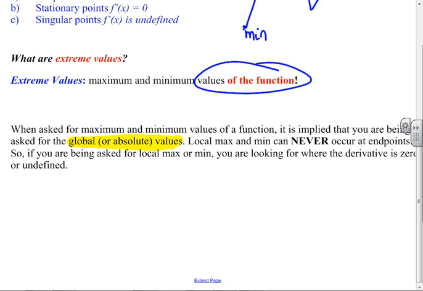Local max and min can never occur at endpoints. That is not a true statement. I want to be clear that they can occur at endpoints. For our course, we're going to say they can't. Just keep things simpler. If you take an advanced calculus class in college, you'll find out that they can occur at endpoints. But for what we're looking for in terms of this exam, you're not going to be looking for local ones at endpoints. Local ones are going to be in the interior. So you're looking where the derivative is 0 or undefined for our purposes. But I don't want to tell you something that's not true. So this is not true.